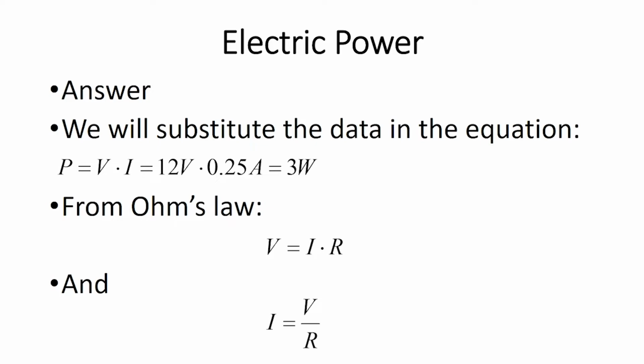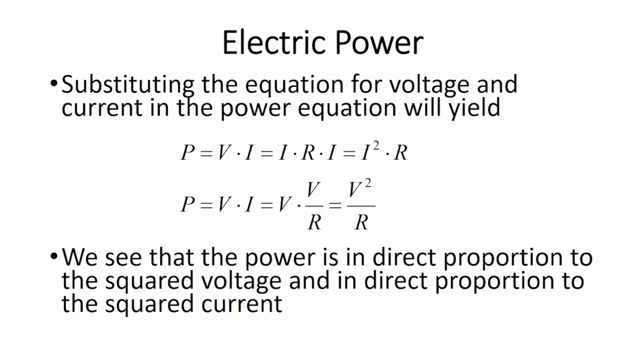From Ohm's law, V equals I times R, and I equals V over R. Substituting the equation for voltage and current in the power equation will yield P equals V times I, which equals I times R, this is V, times I. And in total it gives us I squared times R. The second equation, P equals V times I, which equals V times V divided by R, this is I, which gives in total V squared divided by R.